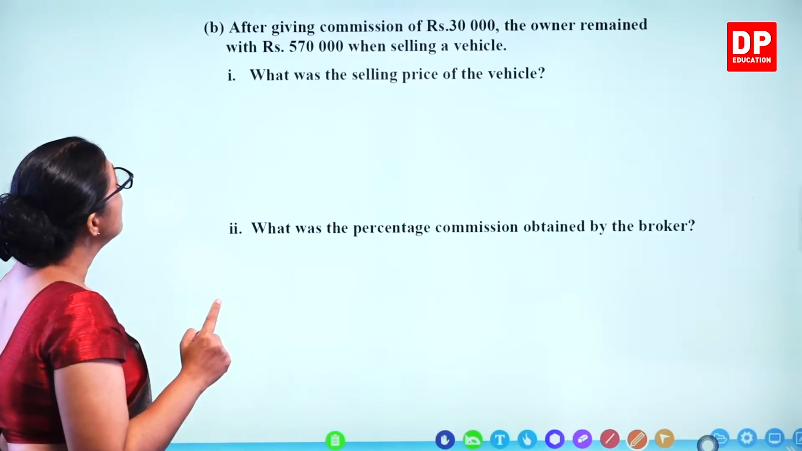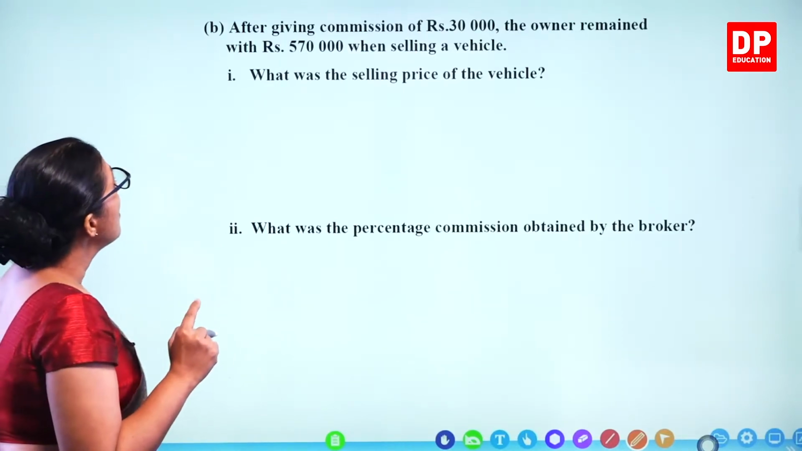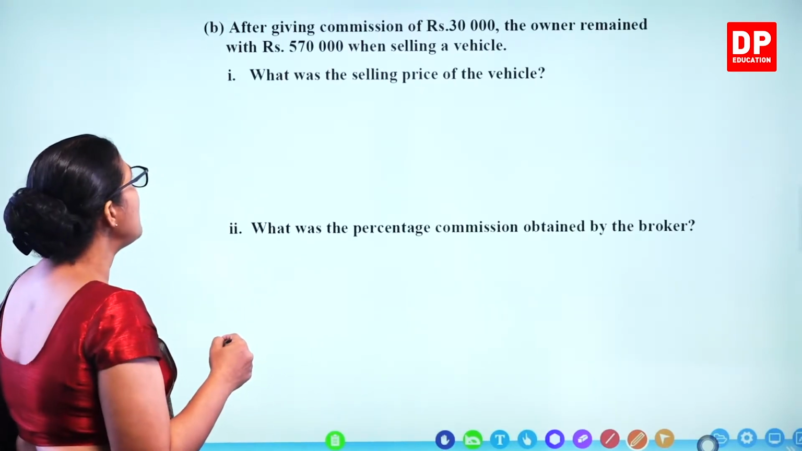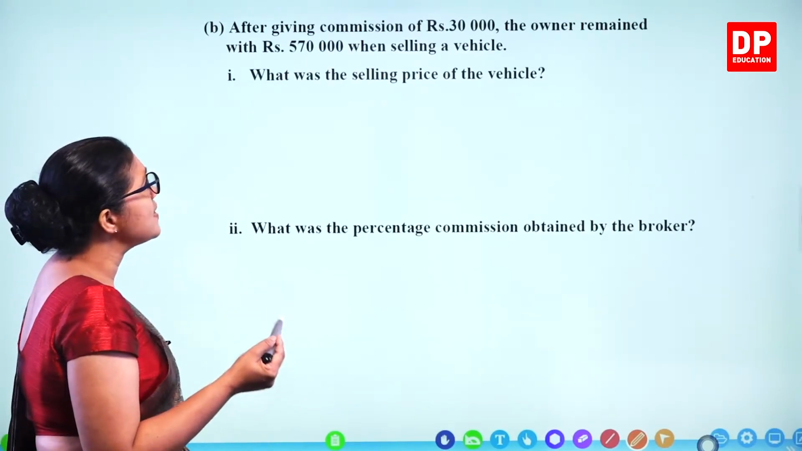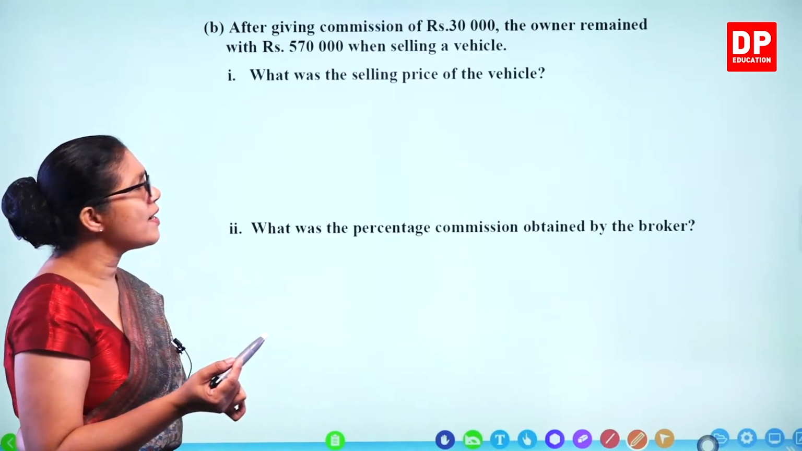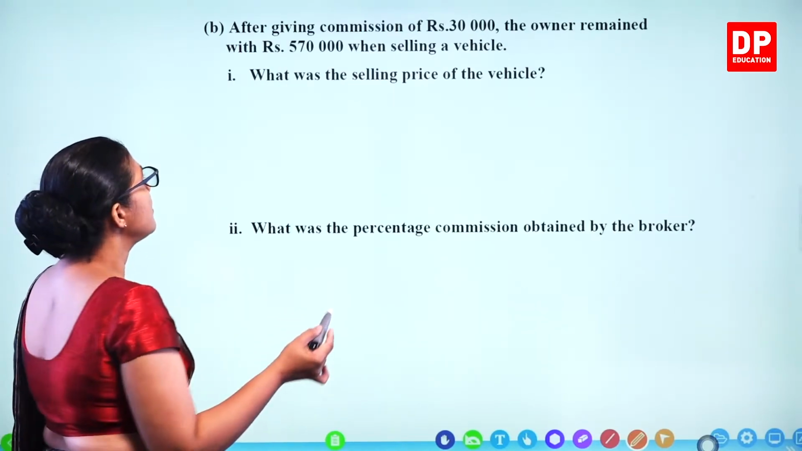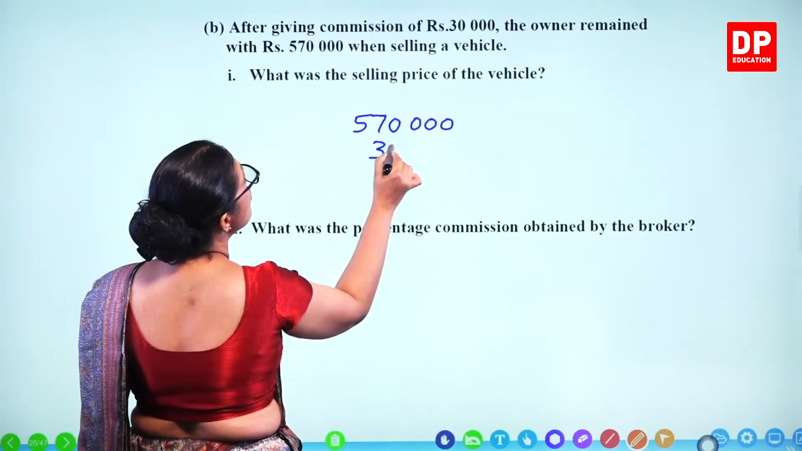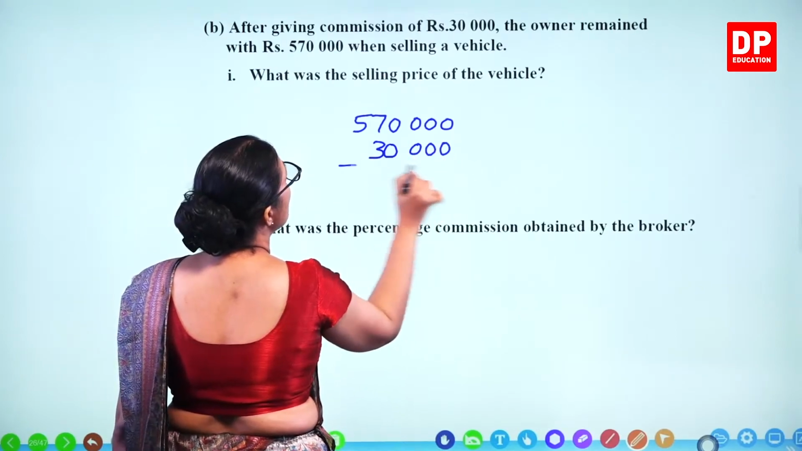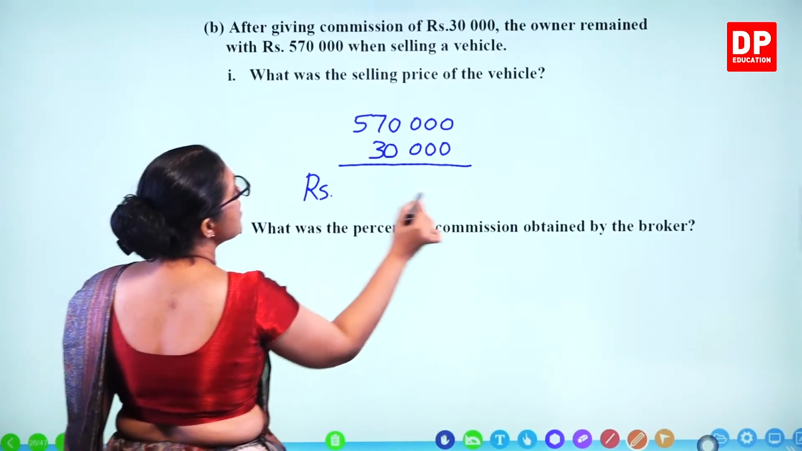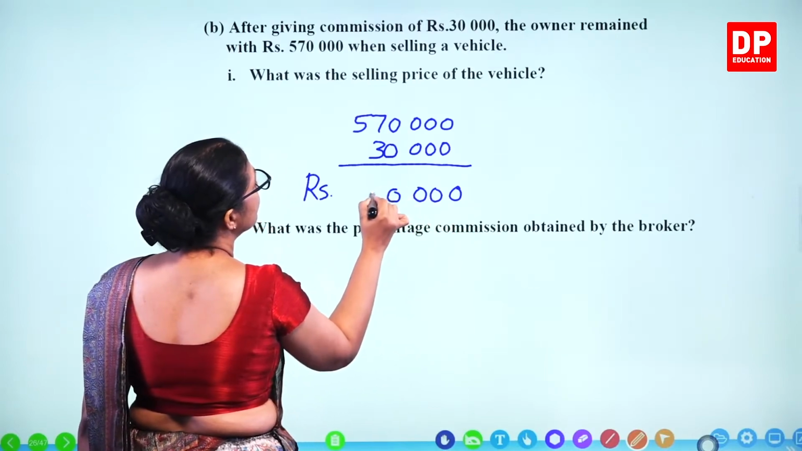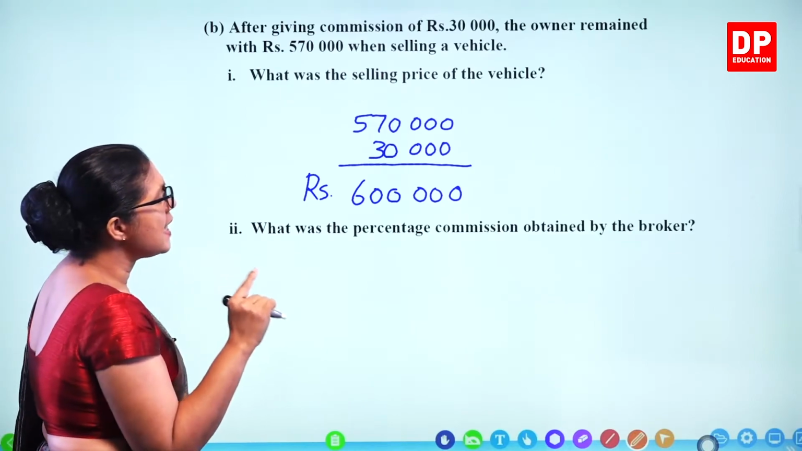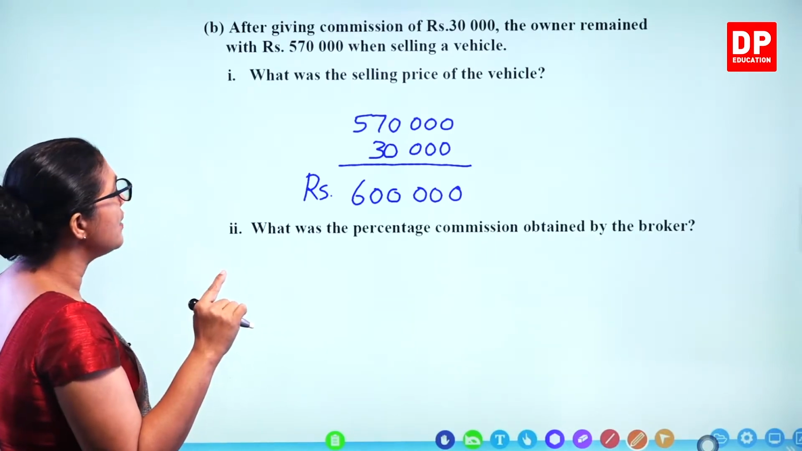Question part B. After giving a commission of 30,000 rupees, the owner remained with 570,000 rupees when selling a vehicle. What was the selling price of the vehicle? So just add these two, 570,000 and the commission is 30,000. So what is the price? 600,000 rupees.